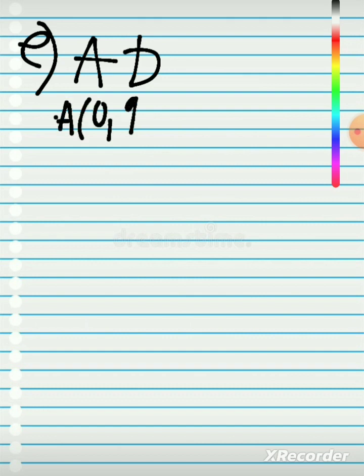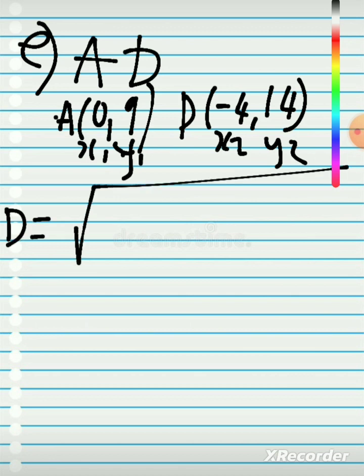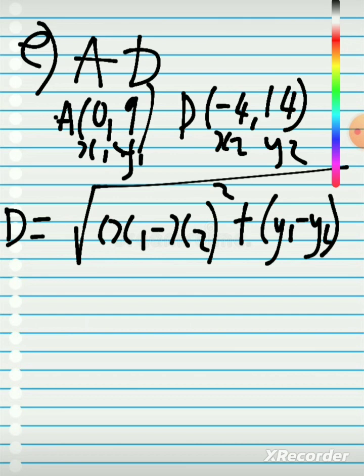We go to E. So E, it's AD. A is 0, 9, and D is negative 4, 14. Okay, so this is our x1, y1. This is our x2, y2. So distance is equal to square root of x1 minus x2 squared, plus y1 minus y2 squared.